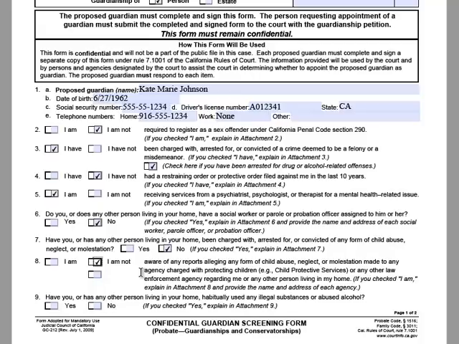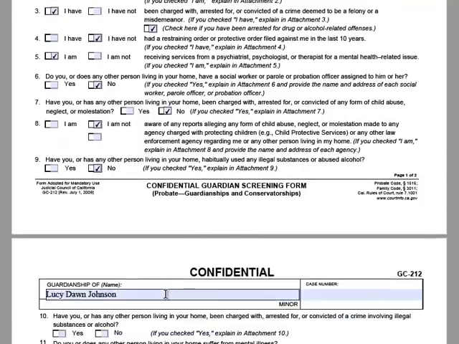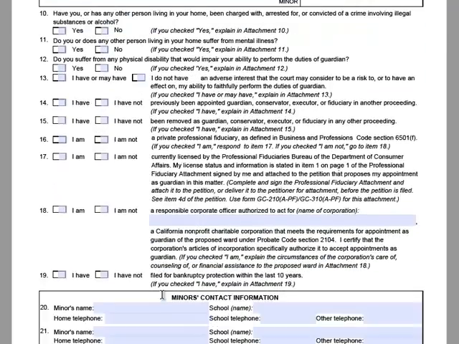9. Have you or has any other person living in your home habitually used any illegal substances or abused alcohol? No. 10. Have you or has any other person living in your home been charged with, arrested for, or convicted of a crime involving illegal substances or alcohol? Wouldn't this have been covered in 3? It can, but it also includes everyone else living in your home and is specifically limited to crimes involving drugs and alcohol. In your case, the answer is yes, and so another attachment will be created to deal with your arrest for public drunkenness. Fortunately, it will be more or less the same as your attachment 3.